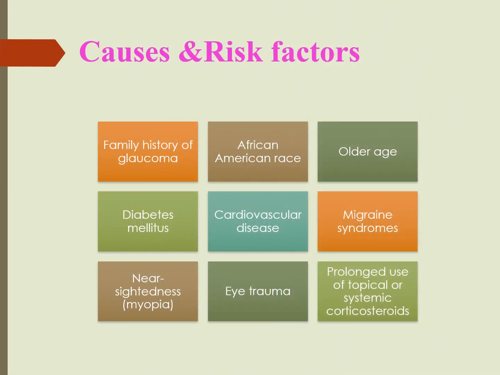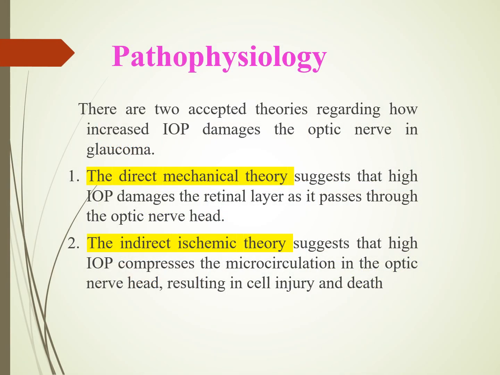Causes and risk factors. Family history of glaucoma. If you see the race, African American, older age that is 60 years, diabetes mellitus, cardiovascular diseases, migraine syndromes, nearsightedness that is myopia, eye trauma, any injuries to the eye, prolonged use of topical or systemic corticosteroids. These are the main causes and risk factors to get glaucoma.